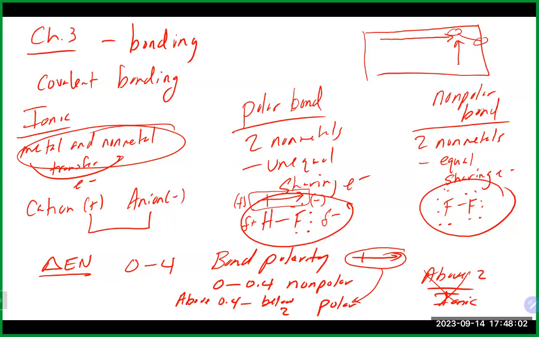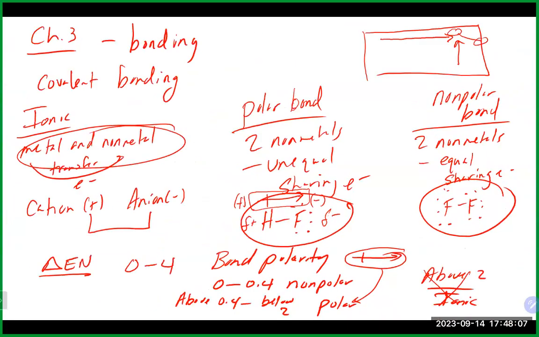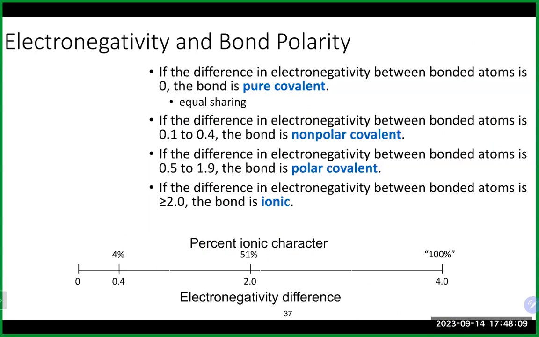Other questions? Okay. Let's zoom in in case we missed it. All right, there we go. We'll try it again. So here's our cutoffs that we did talk about. Up to 0.4 is considered nonpolar. Less than 2 is polar, above that, and in most cases, above 2.